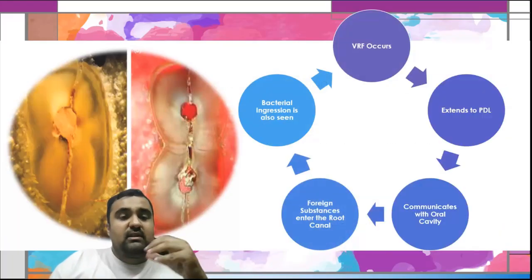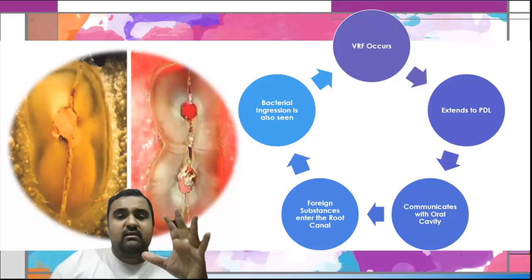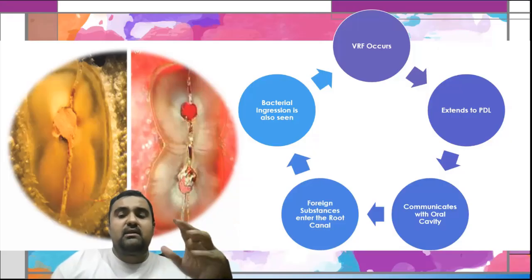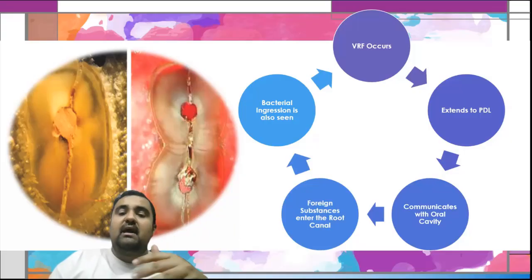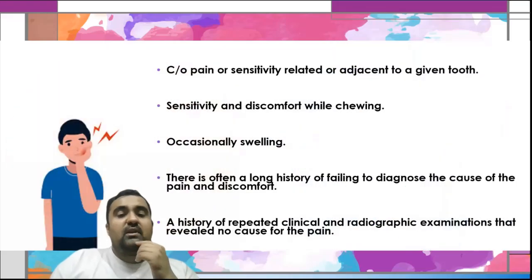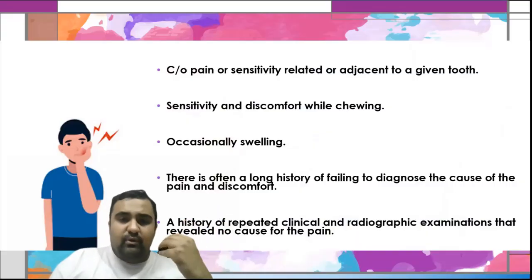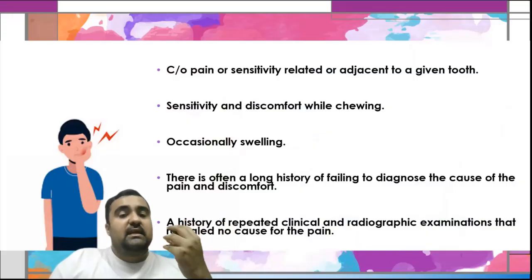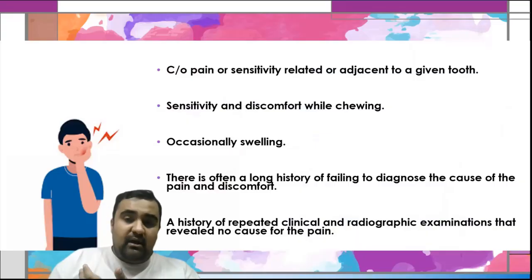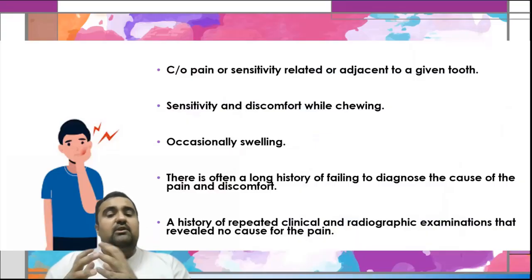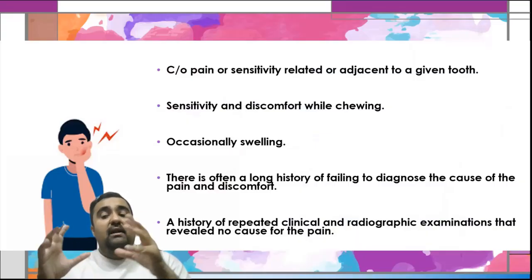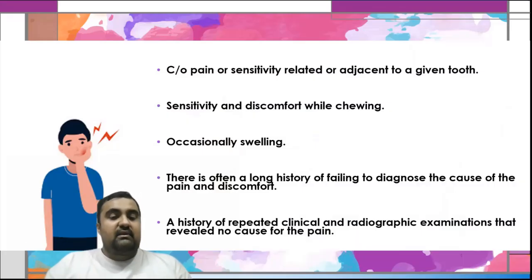Okay, what are the sequelae? When a VRF occurs, it extends into the periodontal space and communicates with the oral cavity, foreign substances enter the root canal, and there is bacterial ingression and failure. The patient complains of sensitivity related to the adjacent tooth or the given tooth. There is occasional swelling, sensitivity, and mild or severe discomfort while chewing. There is often a long history of failing to diagnose the cause of the pain and discomfort.